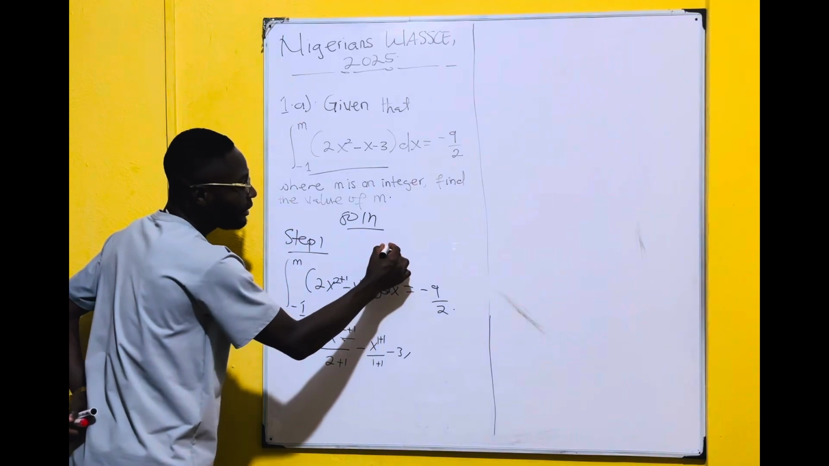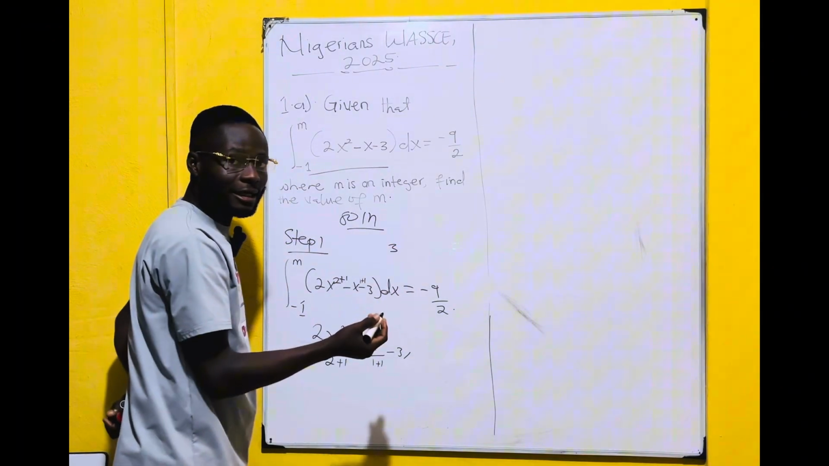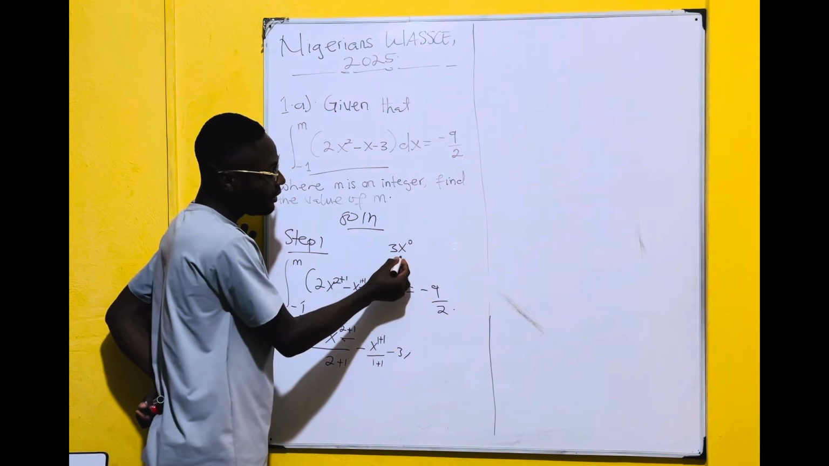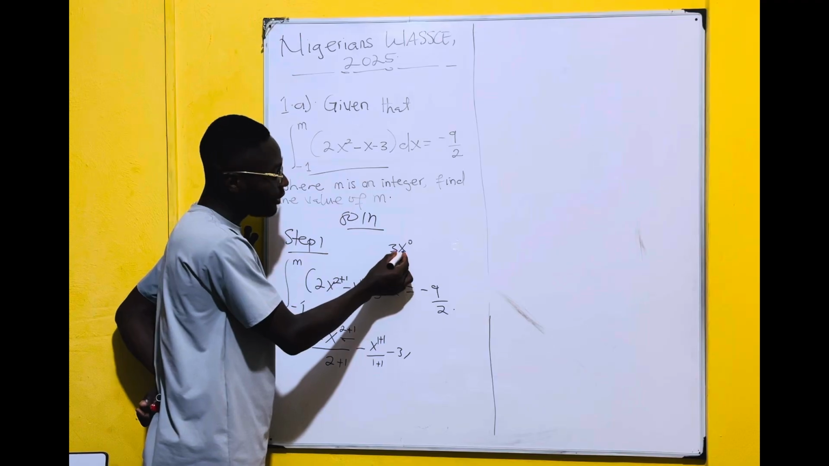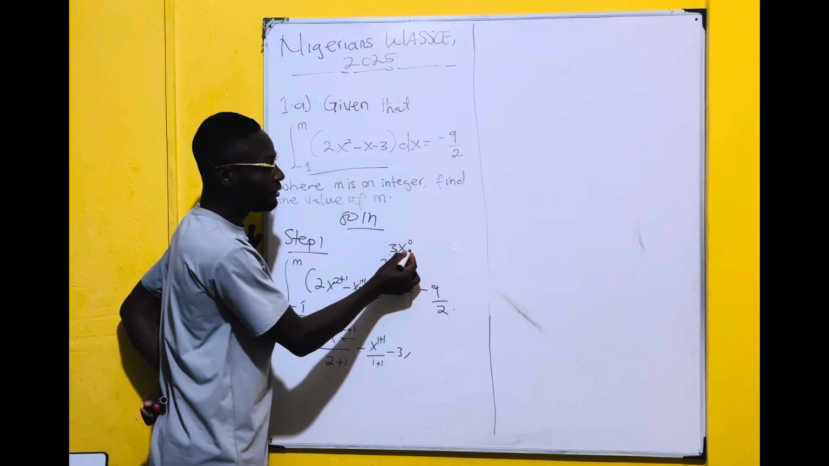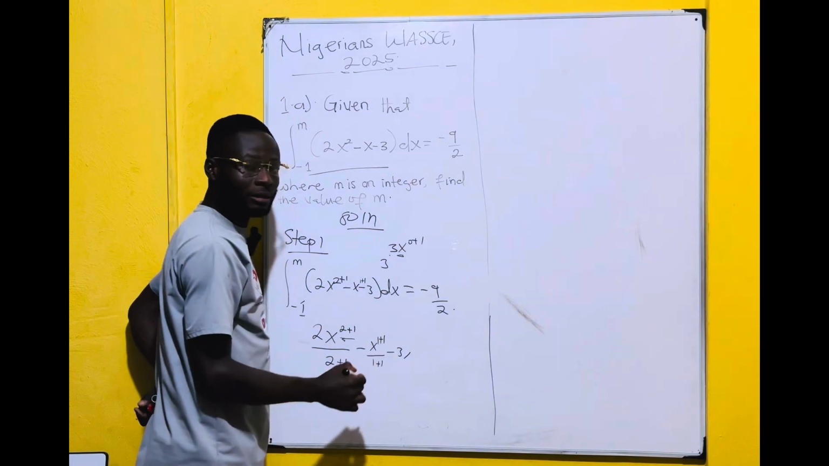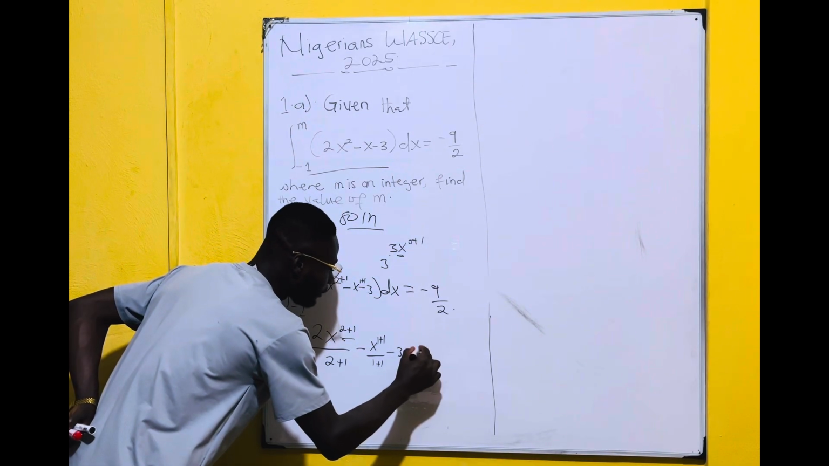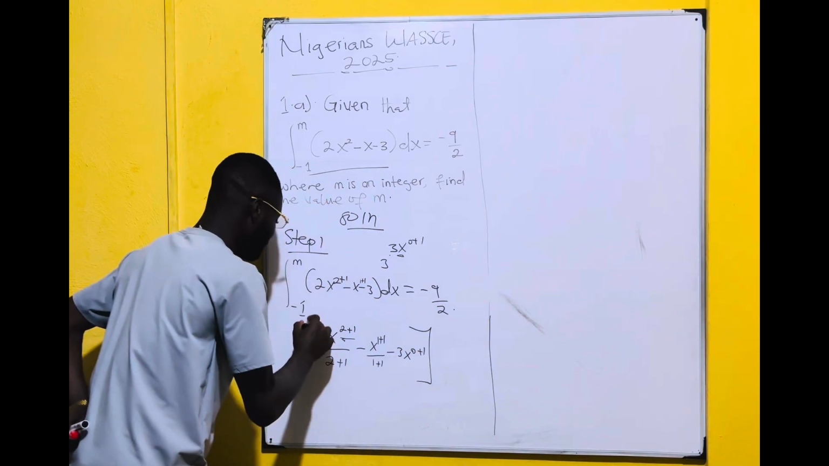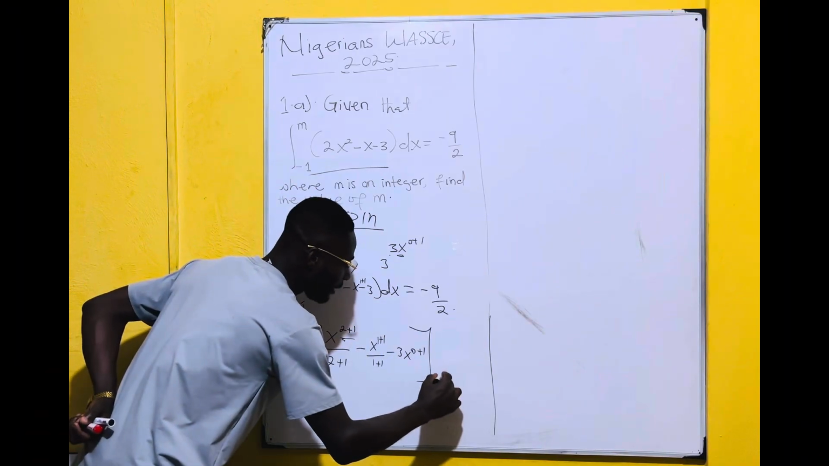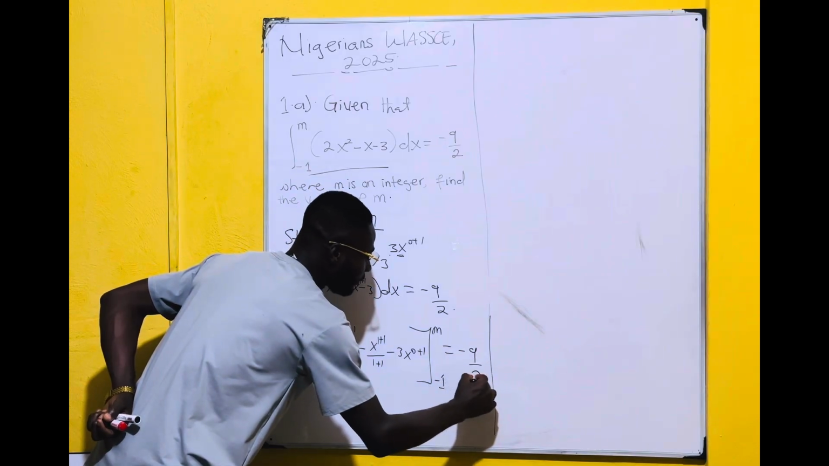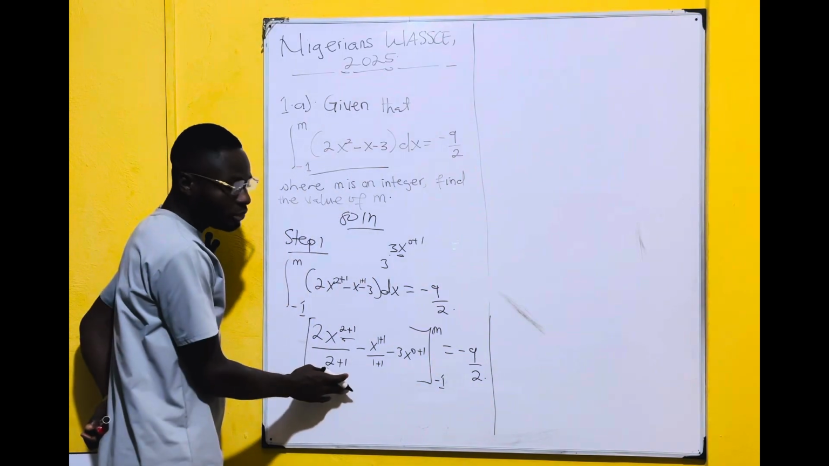Remember, this 3 here is ideally 3x to the power 0. You know that any number to the power 0 is 1, so that is why they just wrote 3. Now we want to add 1 to the 0, so it's going to be 0 plus 1. So we have x to the power 0 plus 1. This is our integral from -1 to m, and that should be equal to -9 over 2. So this is what we have now.